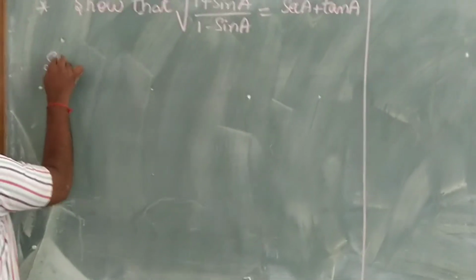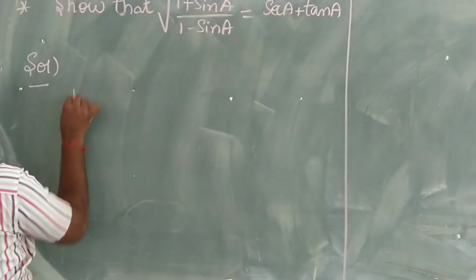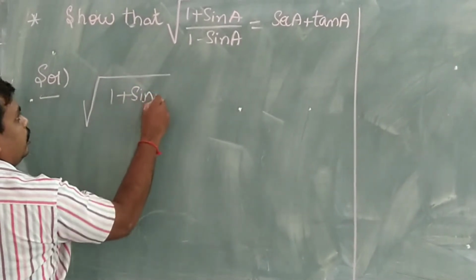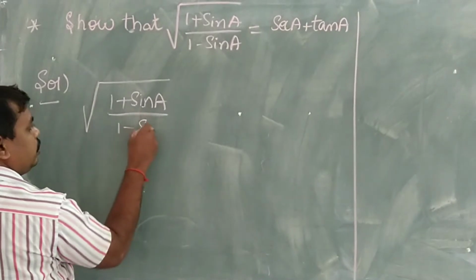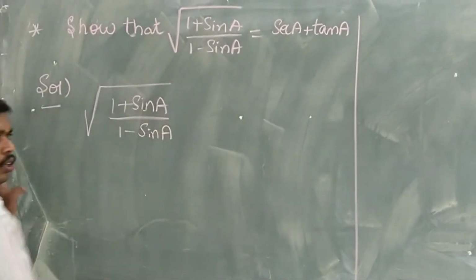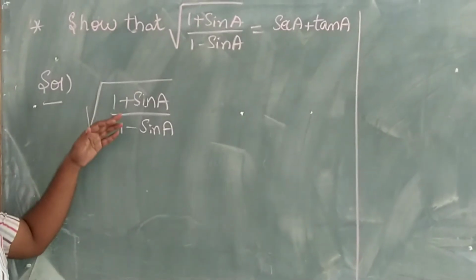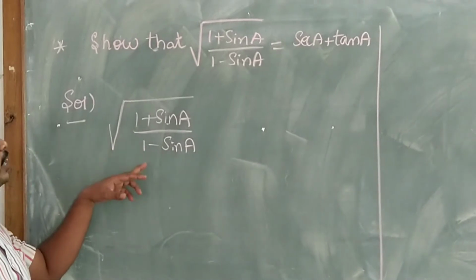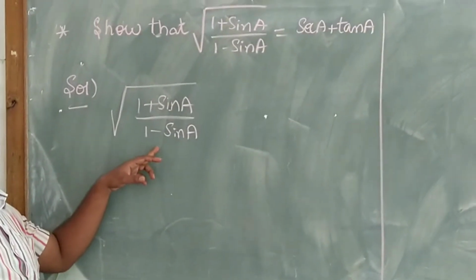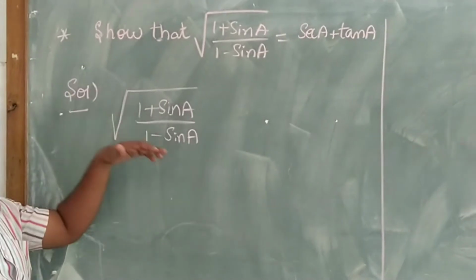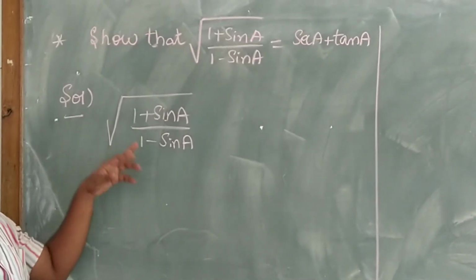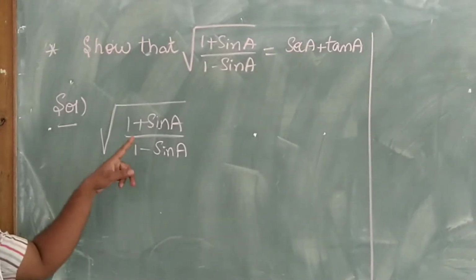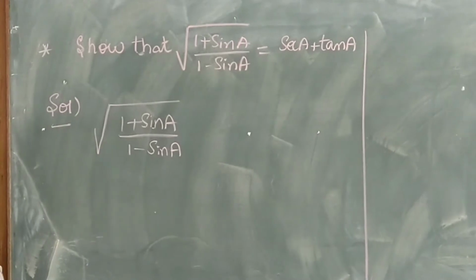Prove that under square root of (1 + sin A)/(1 − sin A) is equal to sec A + tan A. So, let us solve this problem. Take down the LHS, √((1 + sin A)/(1 − sin A)). When you observe this type of problem, it is in the form of a square root, and in the denominator you have 1 − sin A. For this type of problem you need to rationalize the denominator. The rationalizing factor of 1 − sin A will be what, students? 1 + sin A. Okay.